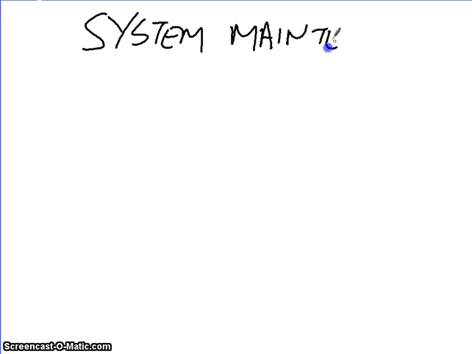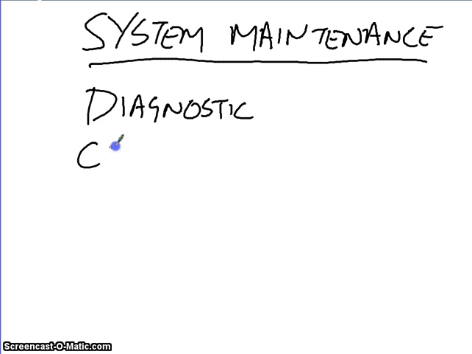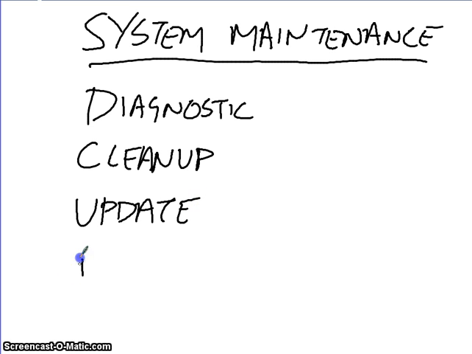Now, just so I don't run out of time, I'm going to quickly go over to the last section, which is system maintenance. System maintenance is all about looking after the data that we already have. So we have diagnostic software, we have cleanup software, we have update software, and we have backup software. Again, these are all freely downloaded.